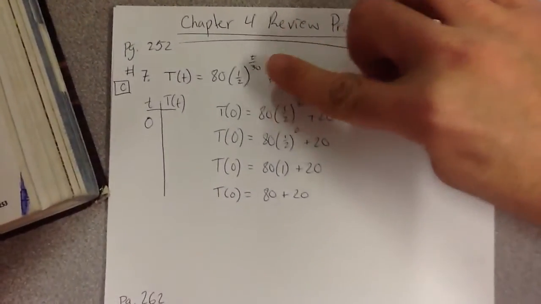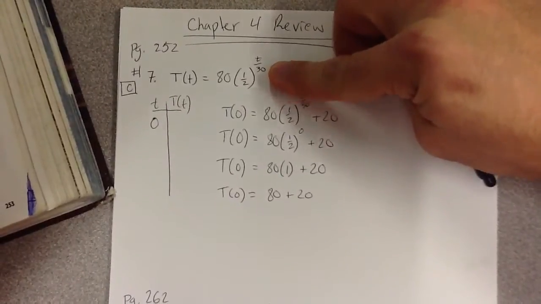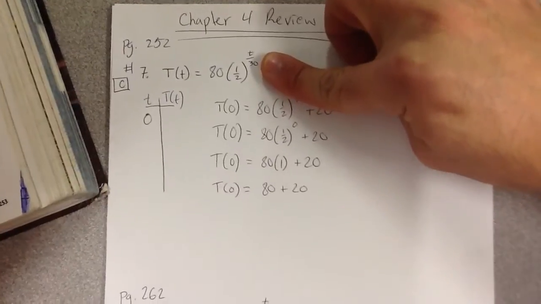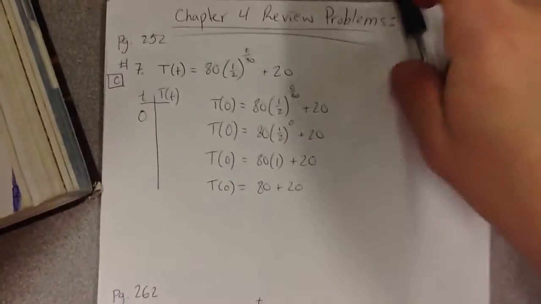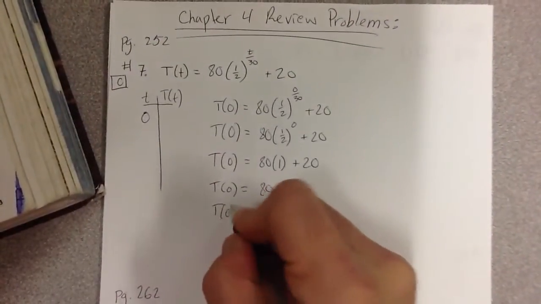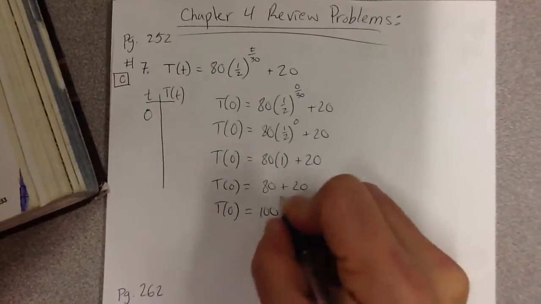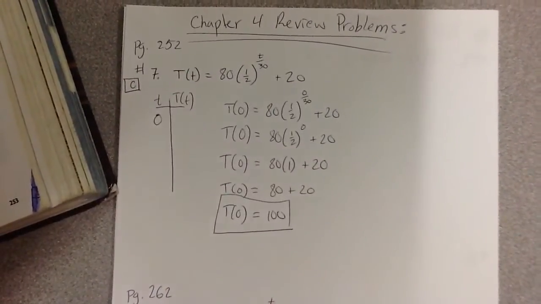So again, if there was no 20 here, this would be very easy. The initial temperature is 80, okay? But it's not. You have to add 20 to this. So that's what I'm going to do. I'm going to add 20 to this. So temperature at time 0 is equal to 100. Okay, so temperature at time 0 is equal to 100.